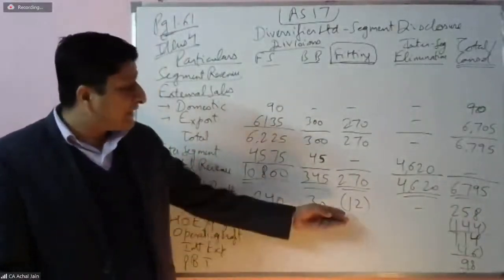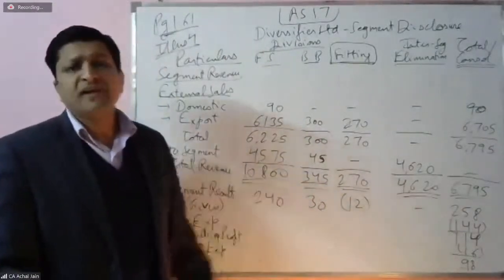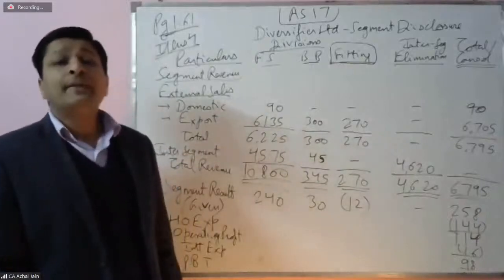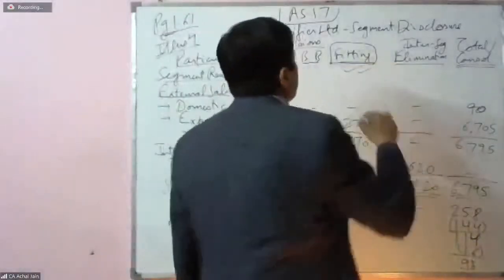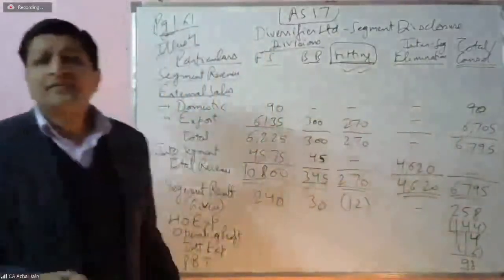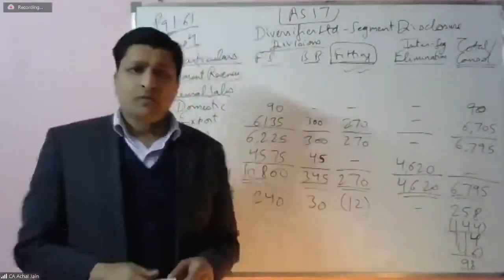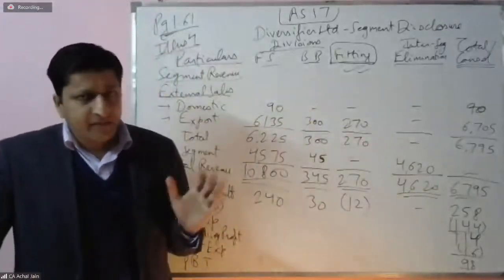So operationally, entity will have to check its viability. Entity will have to analyze how to make the improvements in this particular division. So if any corrective action is required, entity will be in a better position now with this set of information. Correct?